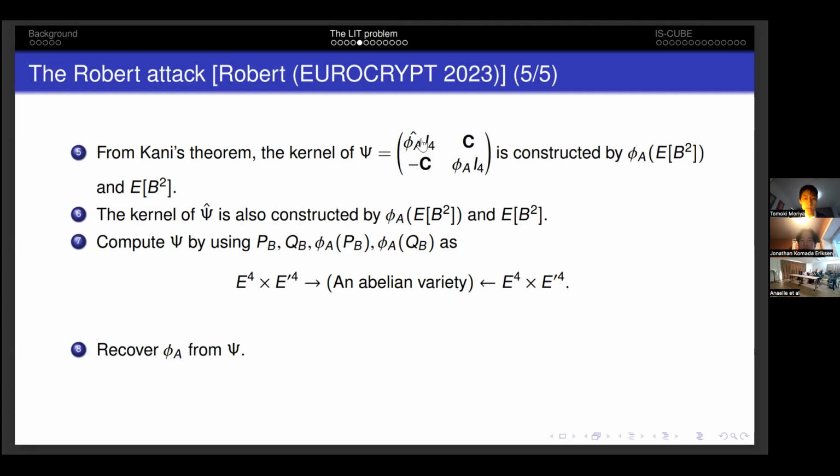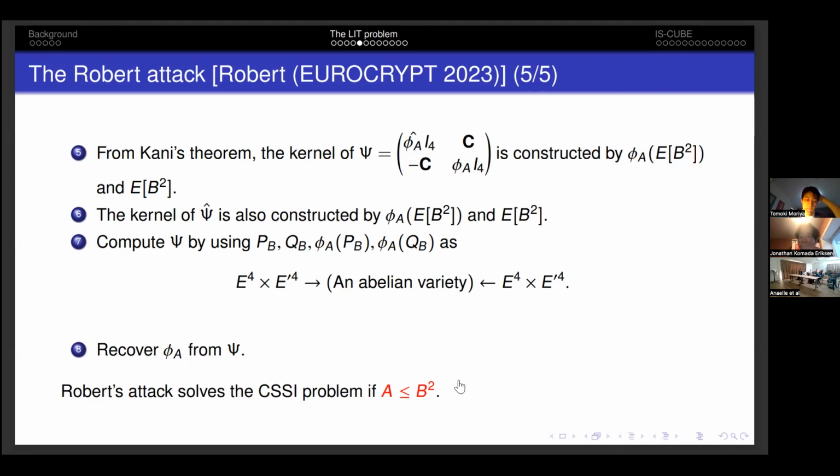And from the construction, we know the psi is defined by phi A. So after we can compute psi, we can also compute phi A. So this attack solves the CSSI problem if A is smaller than or equal to B squared. This is a very easy explanation of the attack.